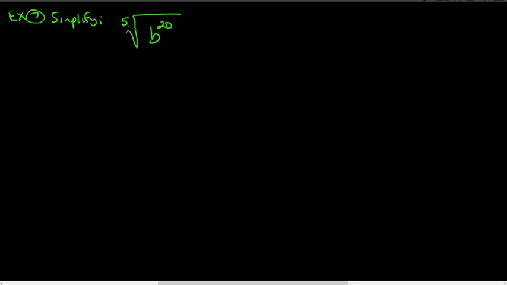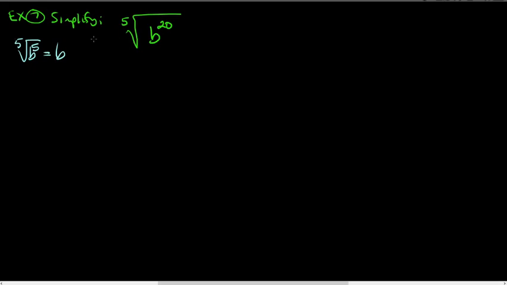So first of all, is that simplified? Well, no, right? Because 20 is not less than 5. 20 is bigger than 5, so that's definitely not going to be simplified. You can't have an exponent that's bigger than or even equal to the index. Now, it can be equal to, right? That just means that you're going to cancel them.